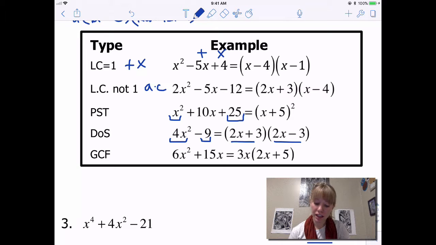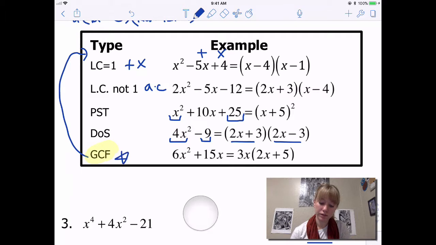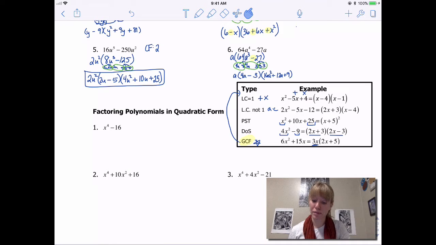And then GCF, this one should actually probably be way up at the top because this is what you always check for first. So on 6x squared plus 15x, they both have a 3x, and what's left over is a 2x plus 5. So those are all the types that we've seen so far. This last type is factoring polynomials in quadratic form.